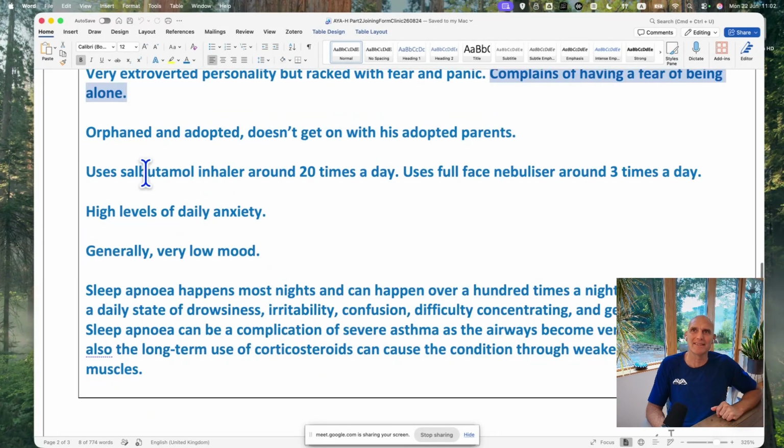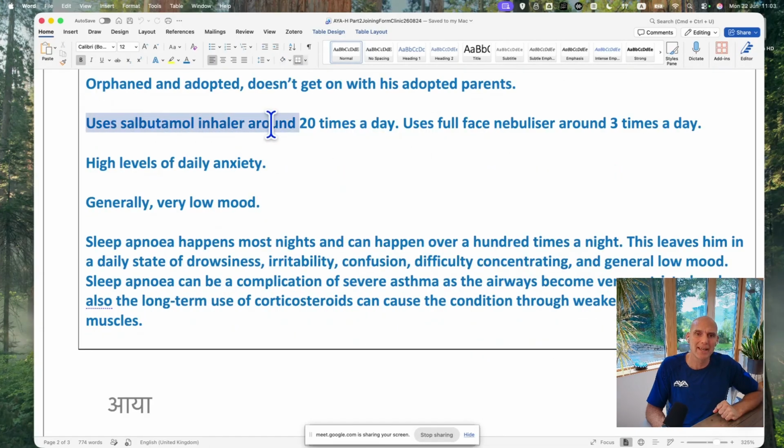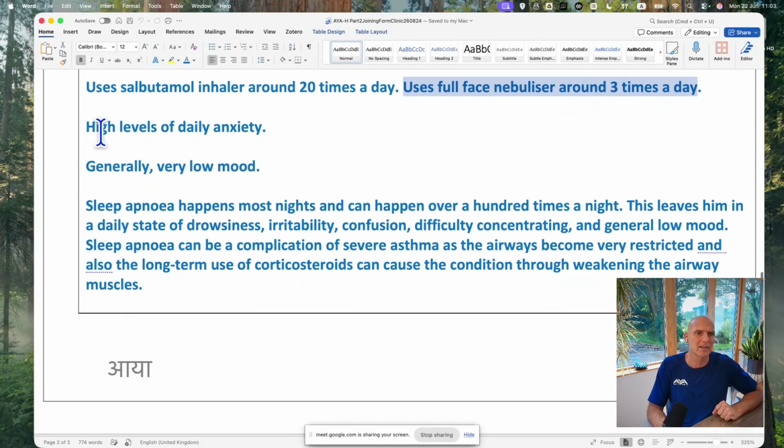Now, you just write all this down when you're having a meeting with somebody. You're not necessarily understanding the whole journey of how this has happened. You're just writing everything down, and then you go and analyze it afterwards. He mentioned that he was orphaned. He was an orphan as a child and adopted, and he doesn't get on with his adopted parents, unfortunately. He uses a salbutamol inhaler about 20 times a day, and uses a full face nebulizer about 3 times a day, which is very restrictive. And he has high levels of daily anxiety and generally very low mood.